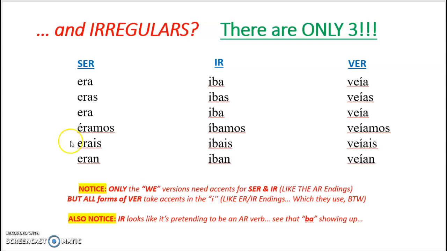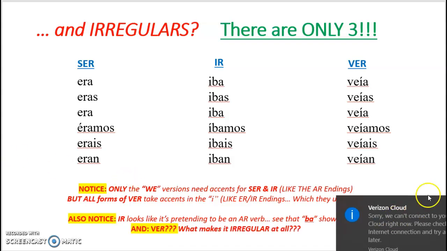Look at ir. It looks like it's pretending to be an AR verb. In fact, if you take the AR endings and you just replace the first A with an I, you have iba, ibas, iba, íbamos, ibais, iban. Easy to see how an IR verb is irregular if it's looking like an AR.